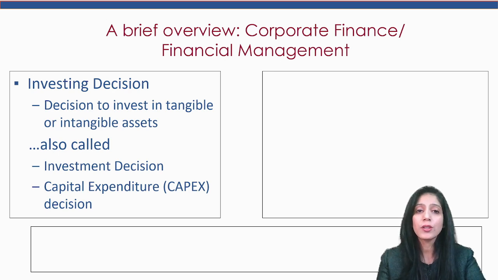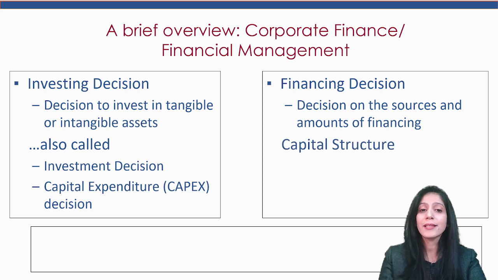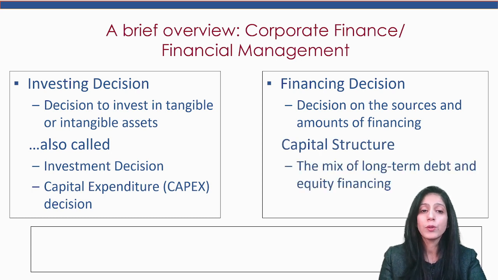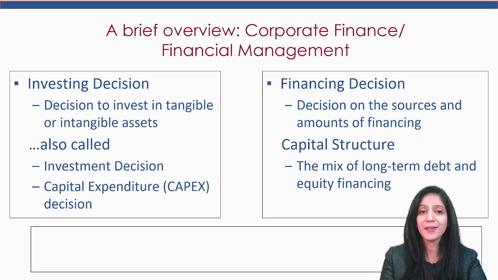The next decision is about financing decision. Where would that capital come from? It is a decision on the source and the amount of financing that decides a capital structure, which is a mix of long-term debt and equity financing. When I'm bringing in equity financing, I'm bringing more ownership, while a debt financing simply implies a loan which needs to be repaid along with the interest.